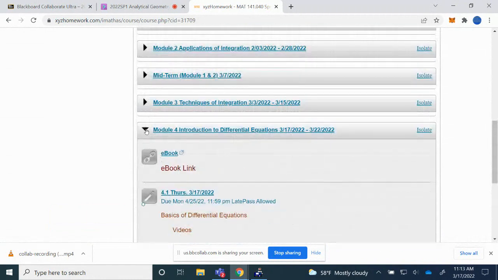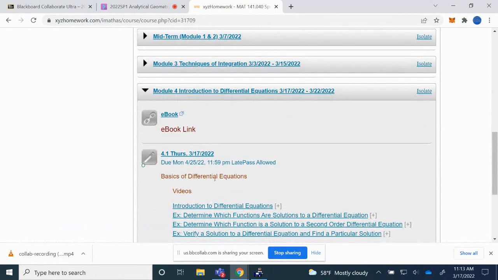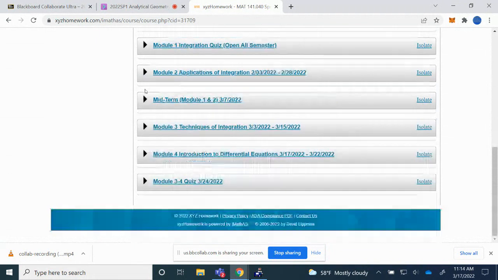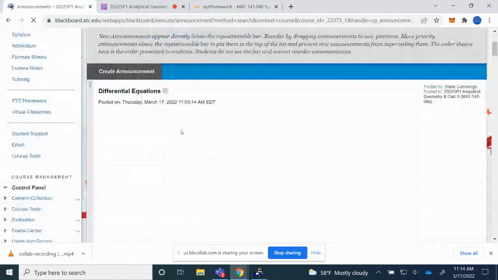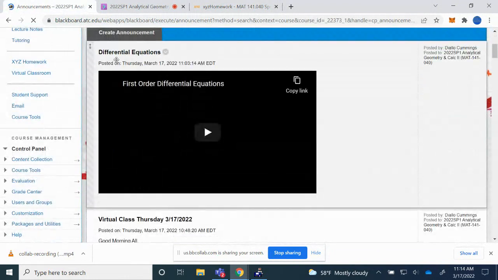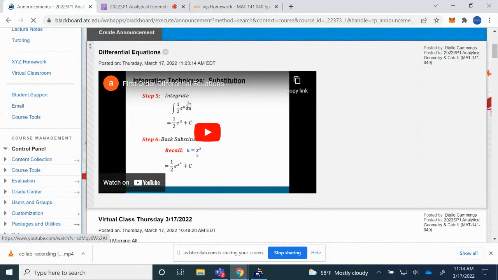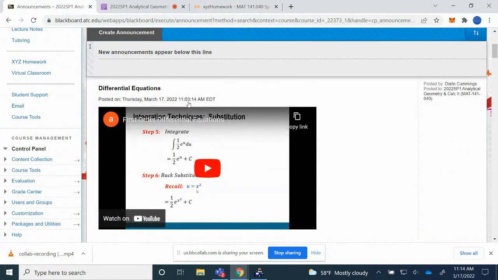Okay, so let me minimize these windows. And today we're actually going to go through just the basics of differential equations. On the home page, I posted this video, and we're going to get into this on Tuesday. I posted this short video just explaining how to actually solve a first order differential equation. And what we're going to do today is take a look at the basics.